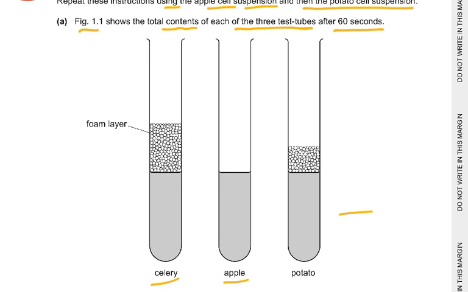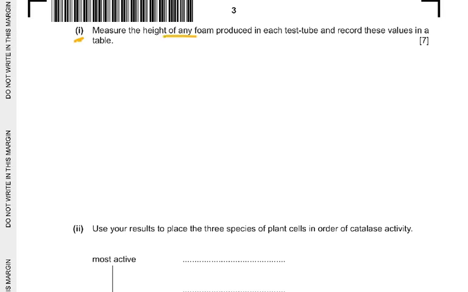Now the apple seems to have no foam, and the foam layer on this, and then we have the potato. Now you can see they're all the same height, because this is the same volume of the cell suspension and the hydrogen peroxide. Now this is the foam layer on top, so we'll need to measure this length. This is the foam layer on the top, and this we measured. And then the apple seems to have, after 60 seconds.